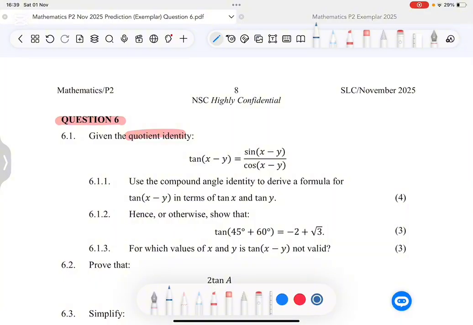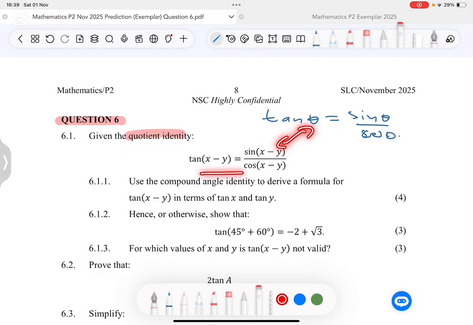Now remember that a quotient identity is an identity that tan of theta is equal to the sine of theta over the cos of theta. So this really is the same thing. That's what they mean here. The unique thing that happens here is that we have compound angles, meaning we have two angles that have been subtracted instead of a single angle, but we still see the same identity here. That's what we are given there.